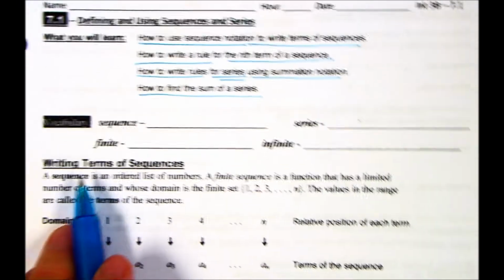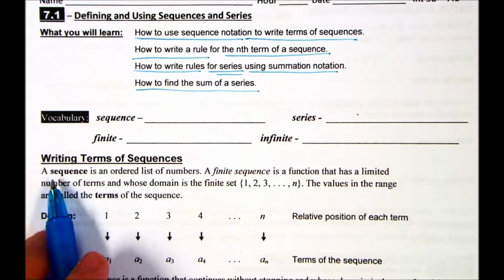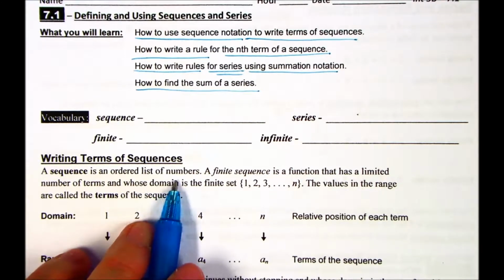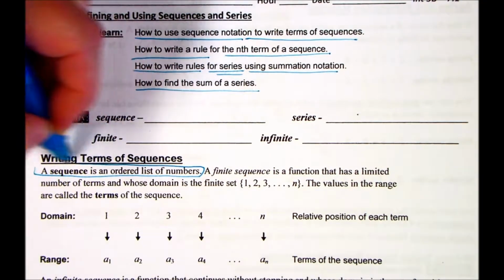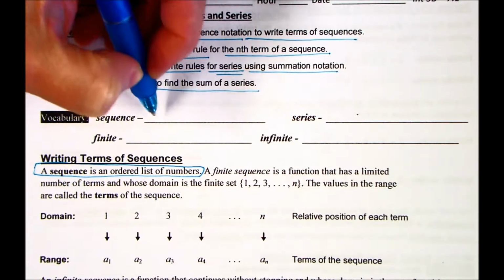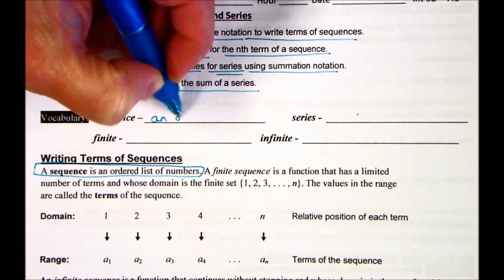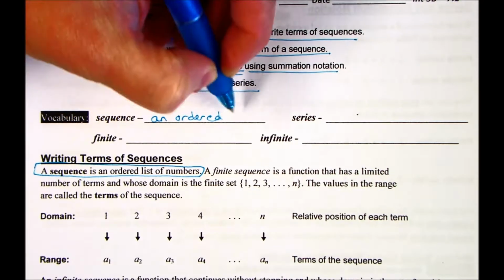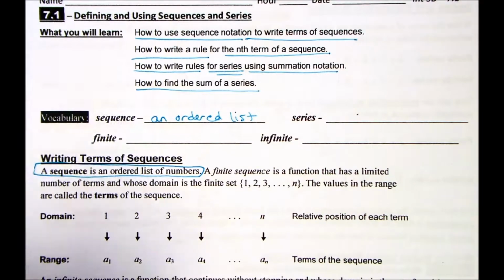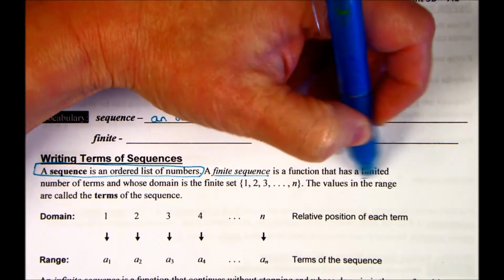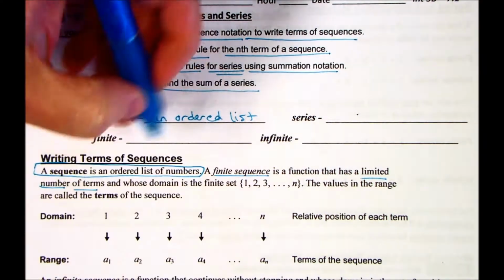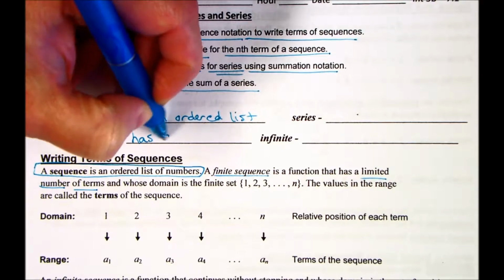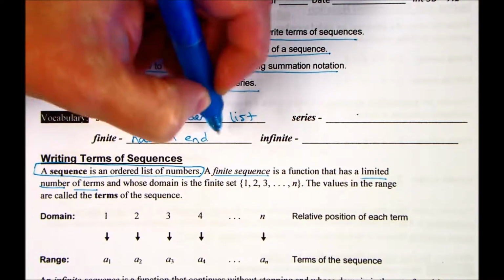So down here we've got some information that a sequence is an ordered list of numbers. So basically a sequence is an ordered list. A finite sequence is a function that has limited number of terms. So finite basically has an end and is limited.